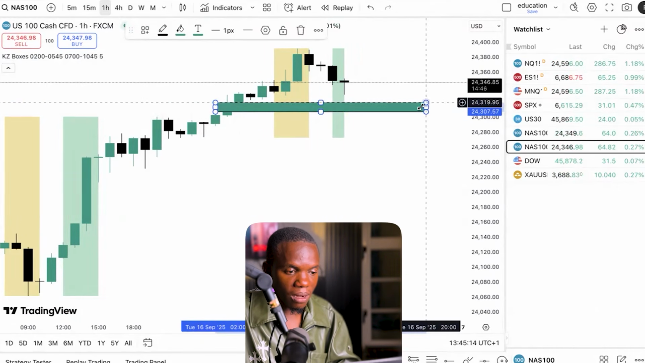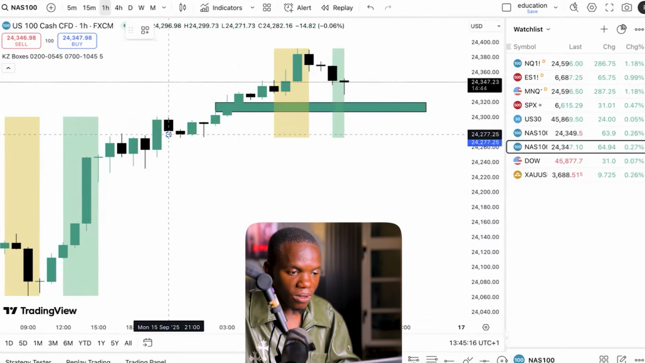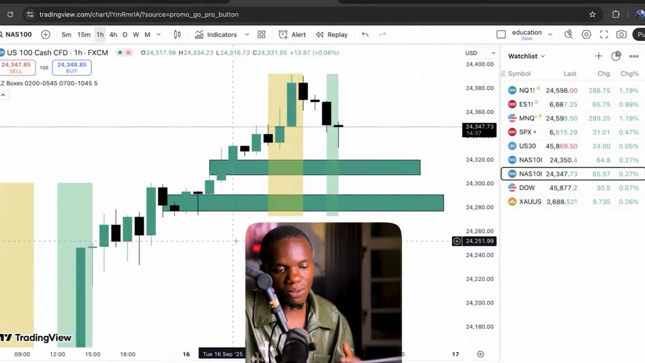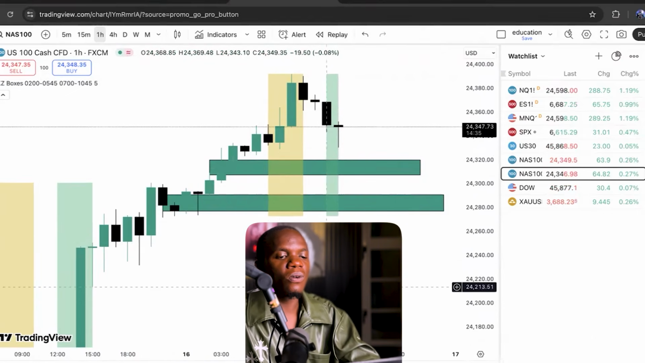For example, this fair value gap, and then this order block. I don't usually make use of these things, but for explanation's sake, that's why I'm referencing them. So I'll still be back.